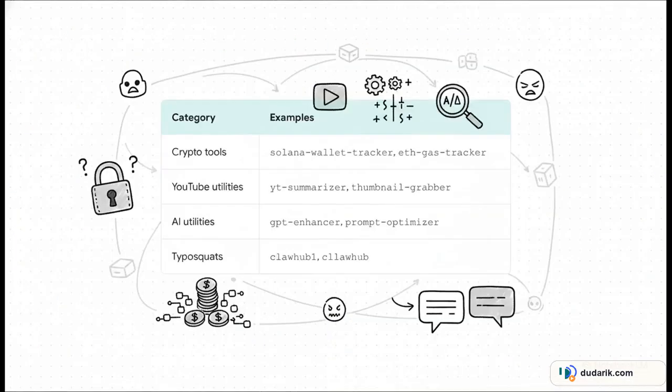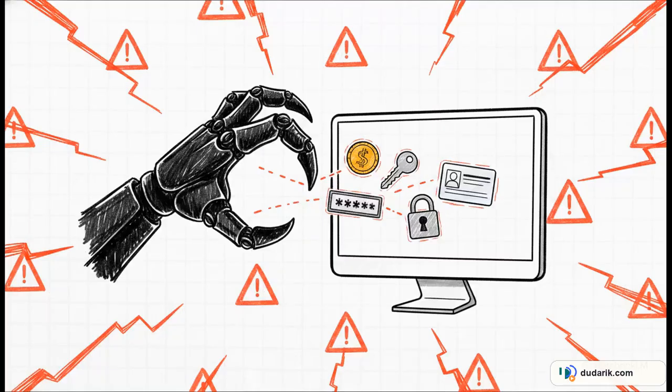Now, these attackers were clever. They used social engineering. They made skills that looked super useful and totally legit, and they targeted specific groups, people into crypto, content creators, developers. They even used typo squatting, where they create skills with names that are almost identical to popular, trusted ones, just to trick you. And the malware itself, it was devastating.